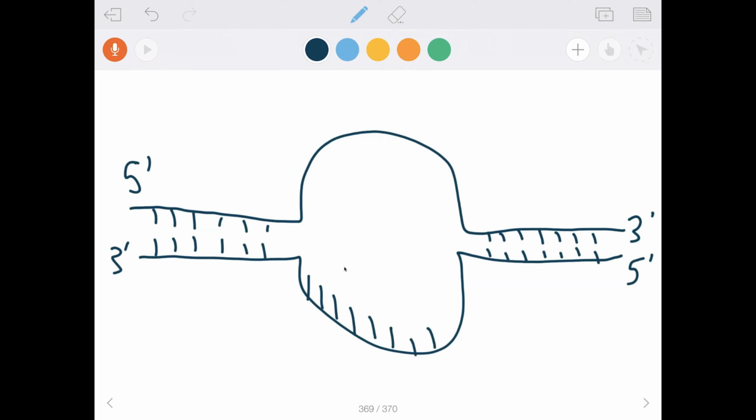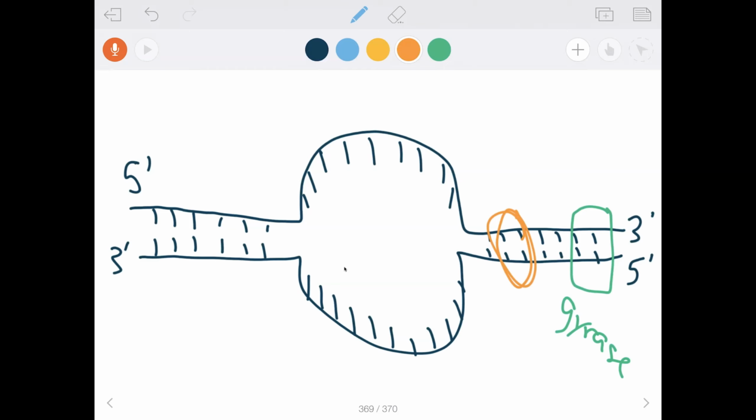Now we're going to see a lot of the same enzymes that we saw before with replication. Up here you have gyrase, unwinding. You have helicase, unzipping. You don't use SSBPs here, no single-stranded binding proteins, but we've used gyrase and helicase.